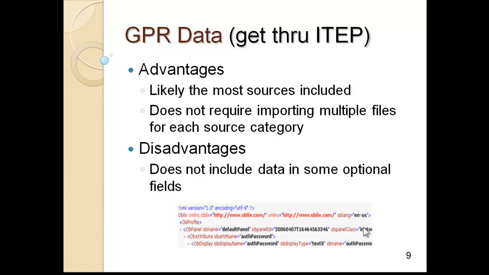One of the disadvantages to the GPR data is that it might not include data in some of the optional fields. So if a state agency entered data into the optional fields, it might not be in the GPR data because EPA compiled that data, and those fields might not have got compiled into it.